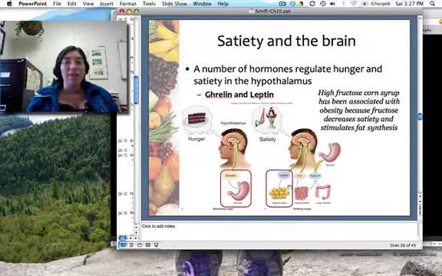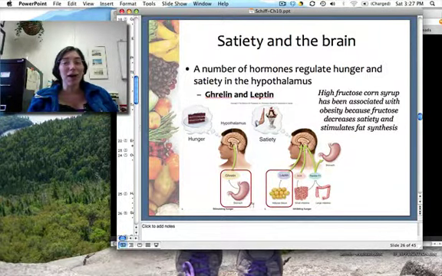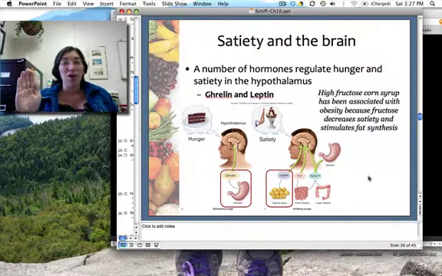Leptin is a hormone that's produced by fat cells in the body, and it signals in the hypothalamus, it signals satiety. So when you have accumulated enough fat, your body produces this leptin, and the leptin goes to the brain and says, stop eating, we're full, we're satisfied, okay?